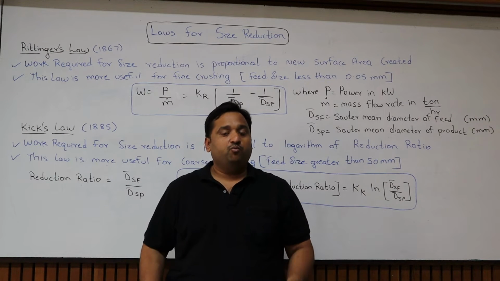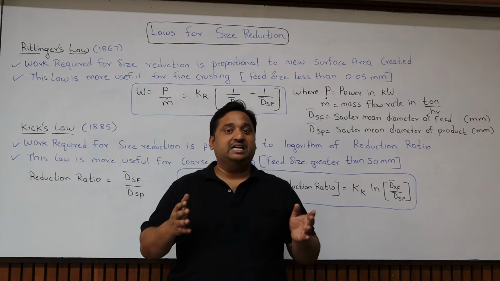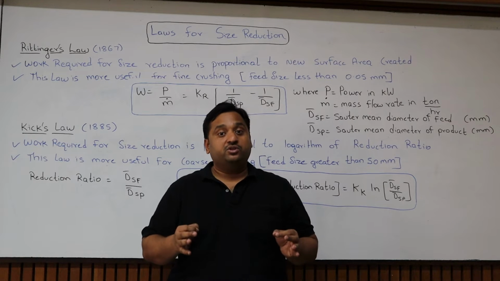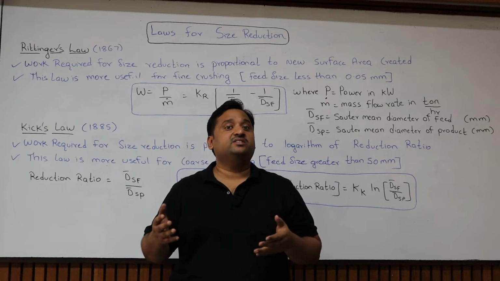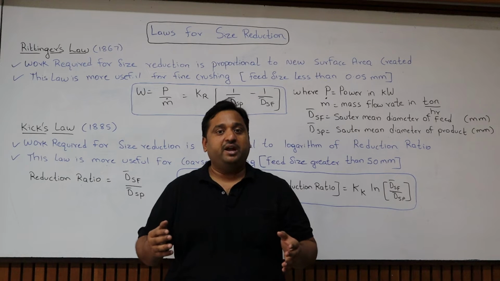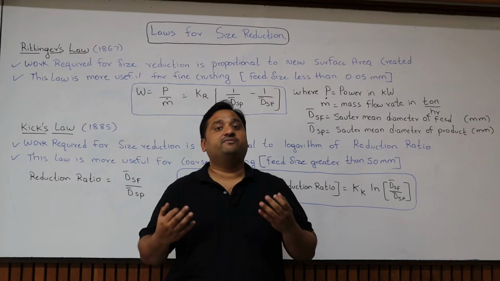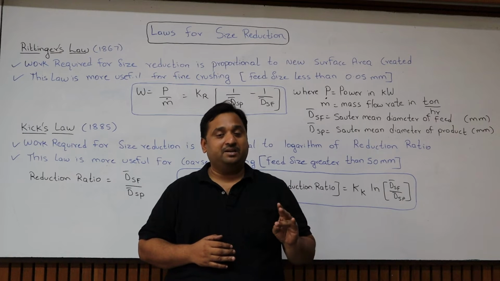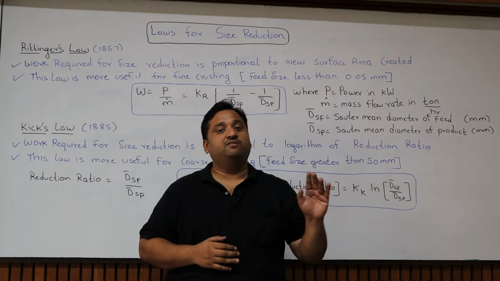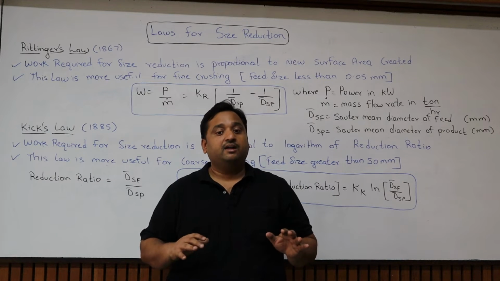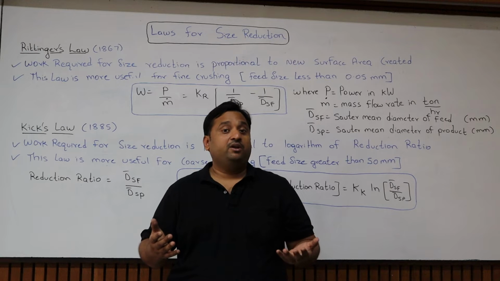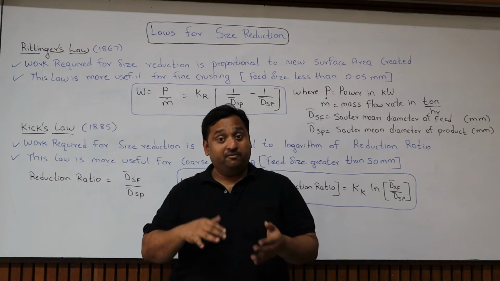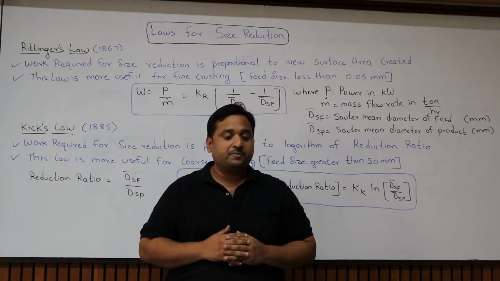In this video, we are going to discuss the different laws used for different crushing scenarios. As I explained in the last video, we have different kinds of crushers: one is for coarse crushing, the second is intermediate, third is fine, and fourth is ultra fine. There are different empirical laws that are applicable for different crushers.